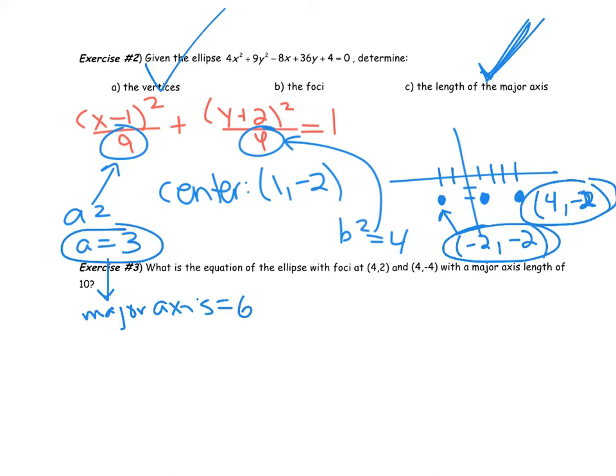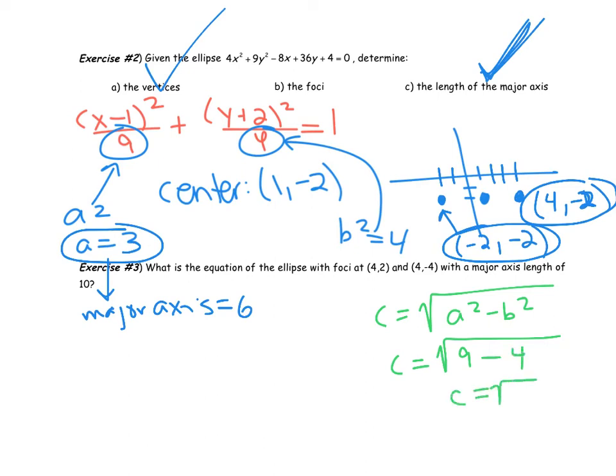And now we want to find the foci. So for the foci, we have to use that formula where c is equal to the square root of a squared minus b squared. We'll have c is equal to the square root of 9 minus 4. So c is equal to the square root of 5. All right. And we just want to find the coordinates of the foci. So if it's centered, here's my center.